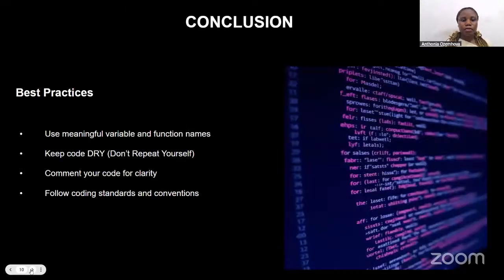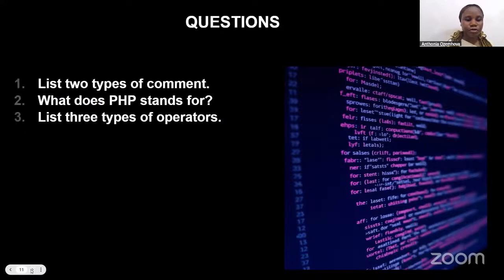So, in conclusion, when you're working on your PHP script, you use meaningful variables and function names. You keep your code DRY. You comment your code for clarity. It is very, very important. It fosters collaboration. Even when a layman that is not into the world of programming picks up your code, they should be able to understand what this person is trying to implement and explain here. So it is very important that you comment your code for clarity and always follow the coding standards and conventions. I'm trying to rush because of our time.